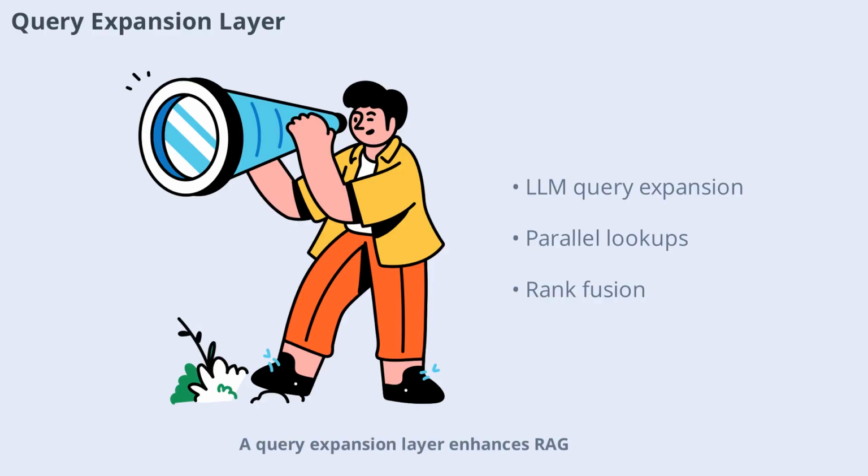Query expansion layer enhances RAG retrieval accuracy by generating alternative query variations. Before querying the vector database, an LLM creates 3-5 subqueries for vague user inputs. The system performs parallel vector lookups for all variants, aggregates the results, and applies reciprocal rank fusion to select the best context chunks. This approach captures more relevant information, especially for ambiguous or broad queries.